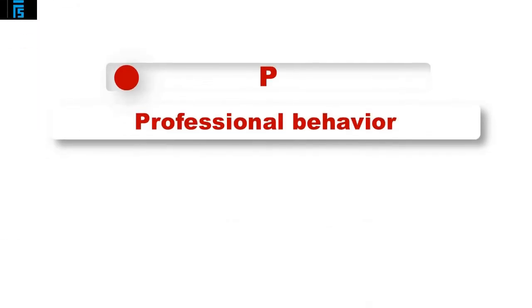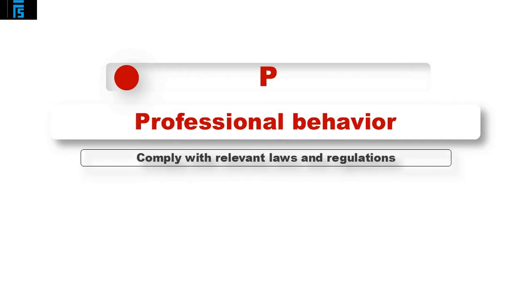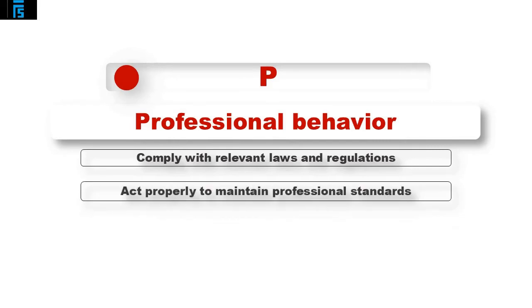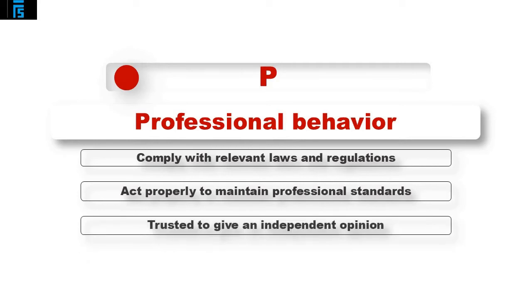The P is for professional behaviour. Auditors must ensure they comply with relevant laws and regulations and act properly to ensure they maintain professional standards. At the end of the day, auditors are trusted to give an independent opinion, which is important to users making decisions based on these financial statements. Their opinion will only be taken seriously if they are regarded as someone to trust.